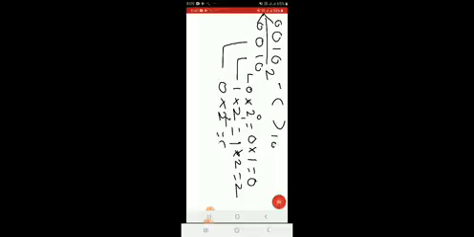So 0 into 4. When you multiply any number with 0, we will get 0 itself. Okay, so put 0. Then take the next one, 0 into 2 power 3. So 2 power 3 means 3 times 2, 2 into 2 into 2. 2 2s are 4. 4 2s are 8. So when you solve this, you will get 0 into 8 equal to 0.